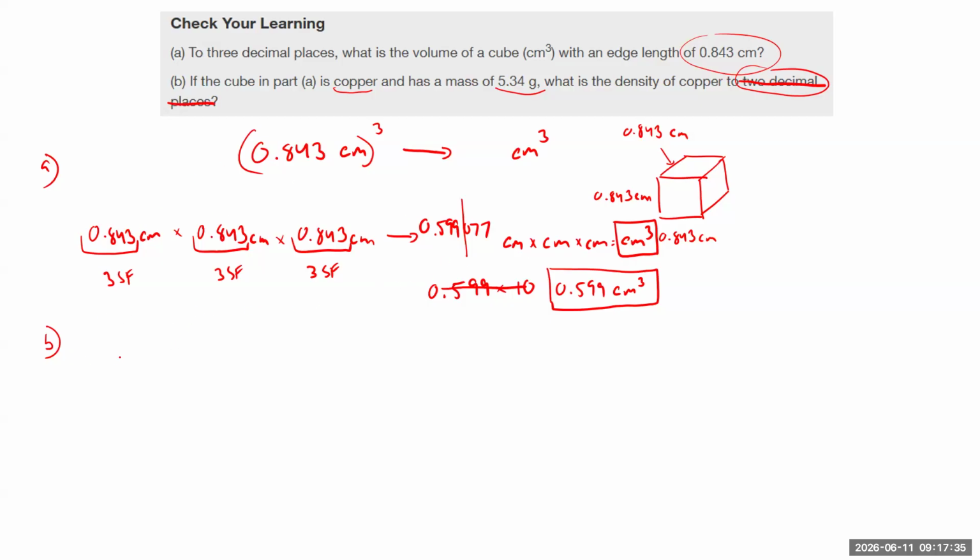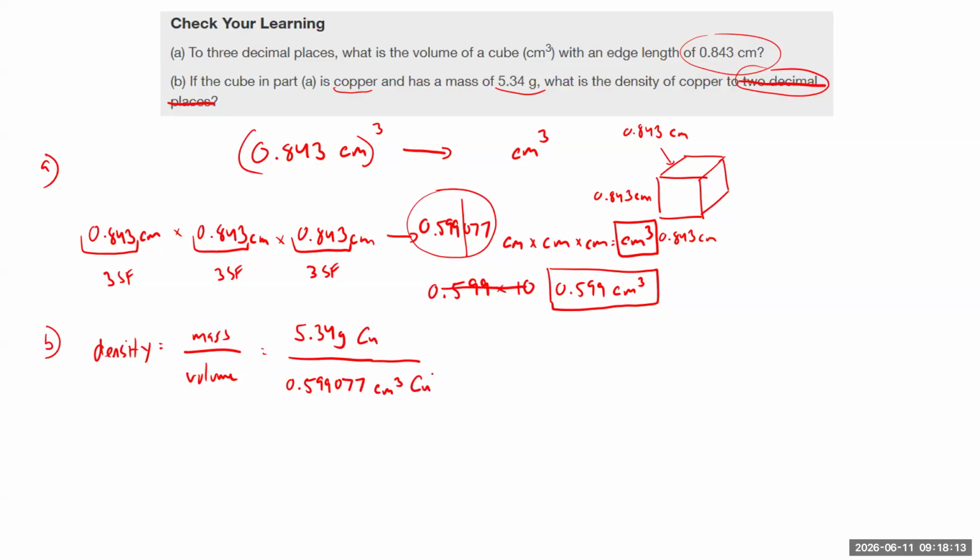All right, here, what we're going to do is density equals mass over volume. The mass they tell us is 5.34 grams of copper specifically. Now we're going to do the volume. We calculated the volume before, right? We're going to use the one we didn't round, 0.599077, and this is cubic centimeters of copper.